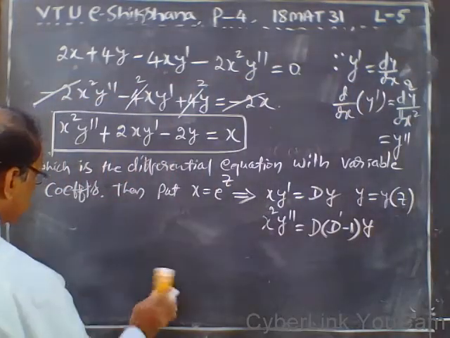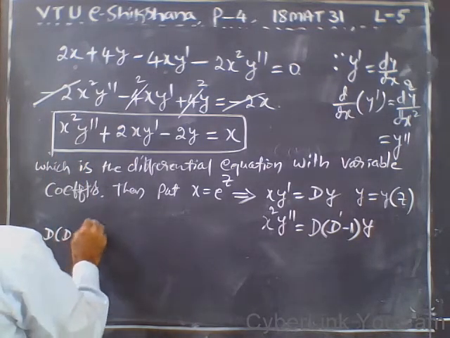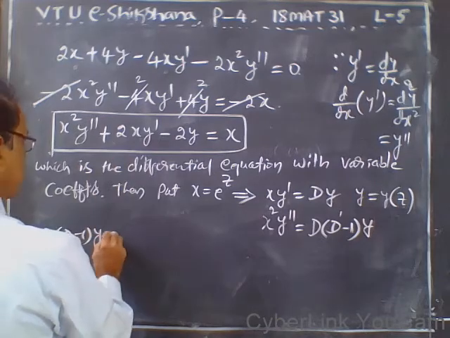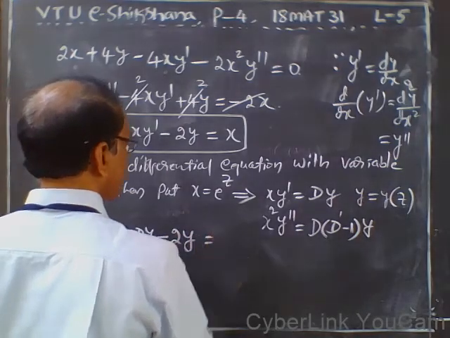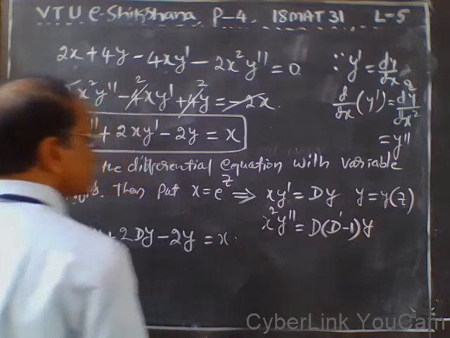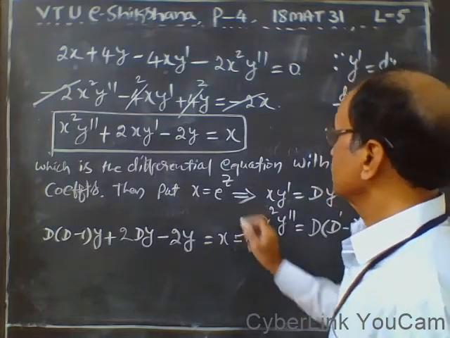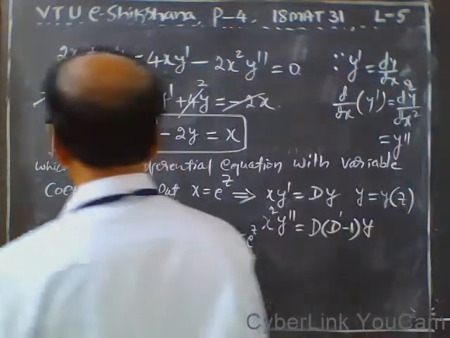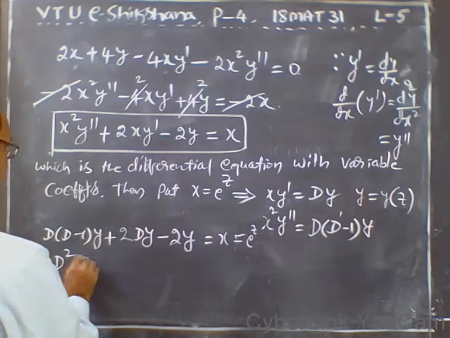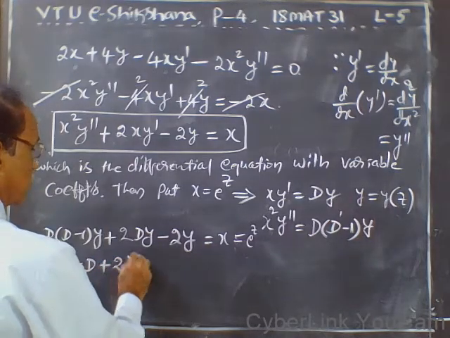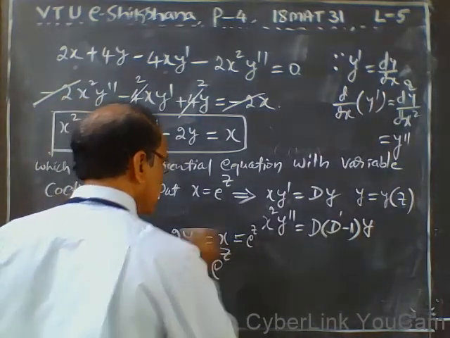Therefore, the given differential equation will be reduced to what kind? So this must be d into d minus 1 of y, plus 2 into dy, minus 2y, this is equal to x. But x is equal to what value? That is e to the power z. So simplifying like this, we get d square minus d plus 2d minus 2 operating on y is equal to e to the power z.